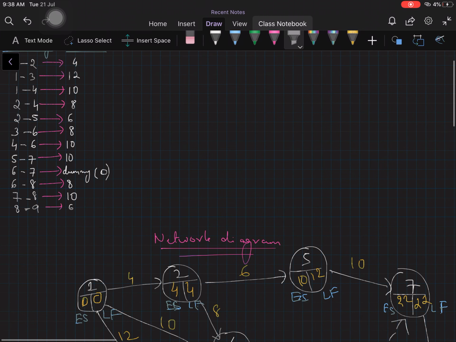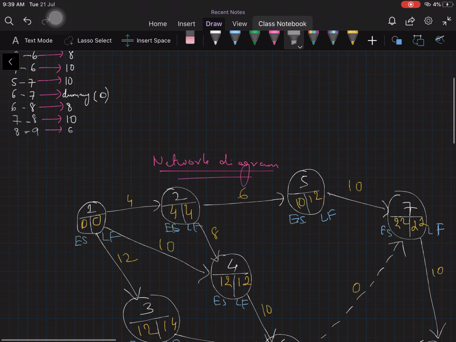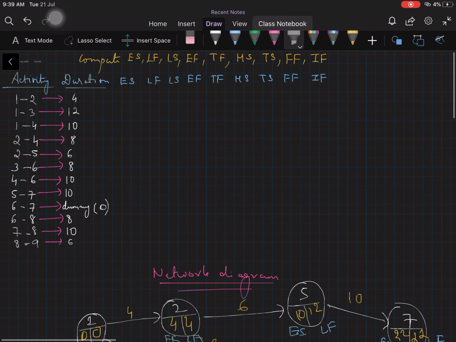That's it. I repeat, if you are asked to find the early start, 1 to 2 is an activity. Now to fill the early start of this 1 to 2 activity, go to the starting event and pick the early start from this starting event. Now where is the starting event? 1 is the starting event of 1 to 2. What is the early start of 1? You see here this box, 0. So let's write 0. Okay, so let me put an arrow and put 0.